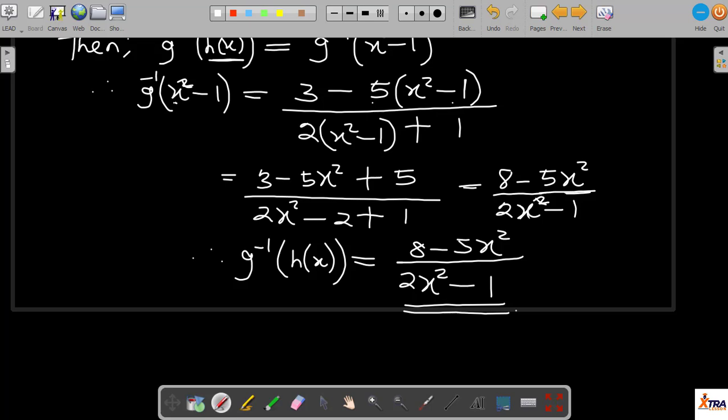So that is all we'll be taking on this. Till the next class when we'll take our last example on functions before we now move to polynomial.